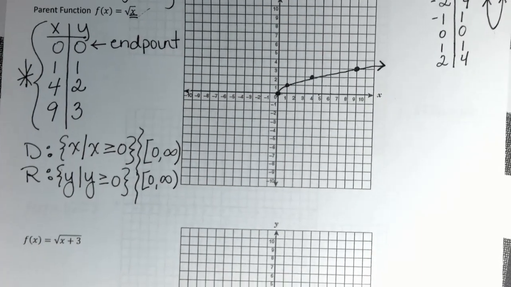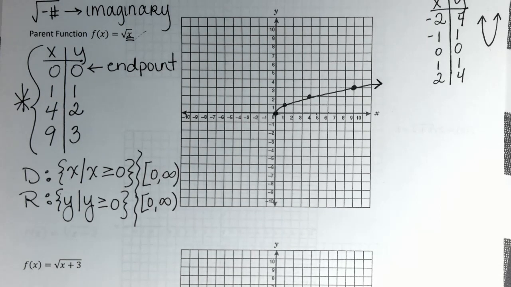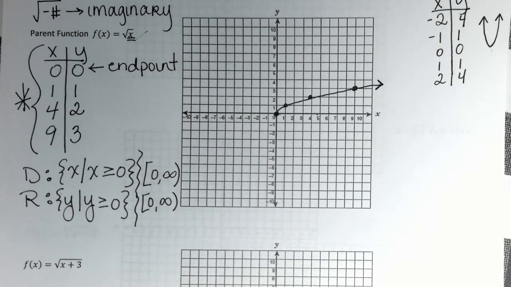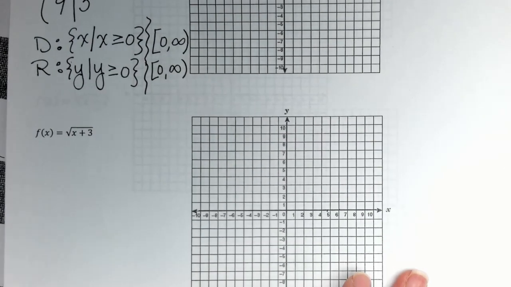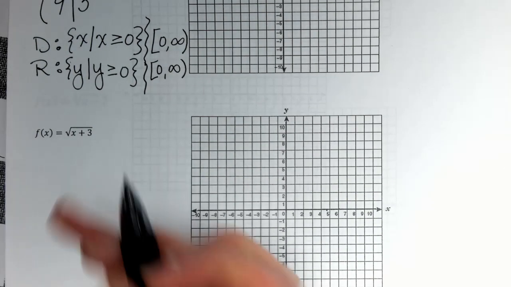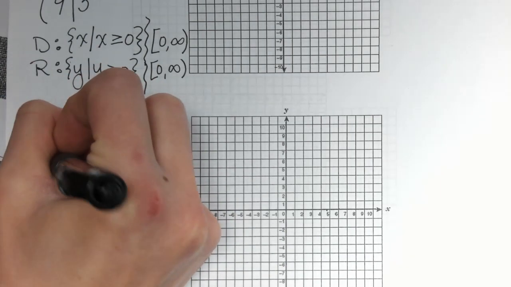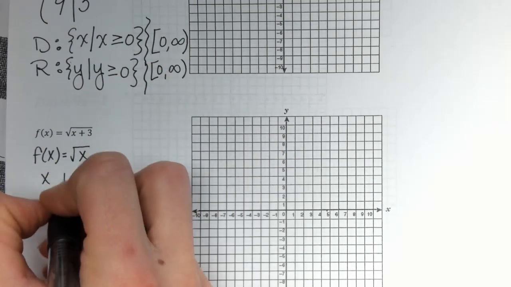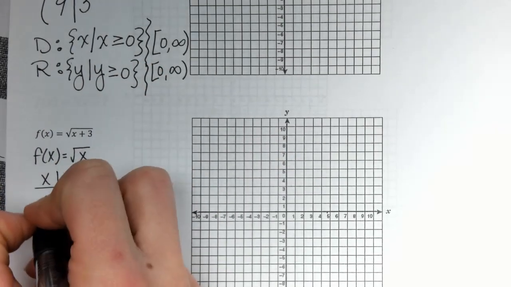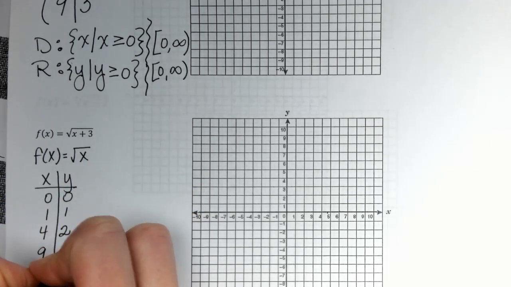Okay, so now we're going to look at transformations. Do we have questions about our parent function and why this is the way it is? Okay, so now I have the square root of x plus 3. Okay, it's a square root, so I know my parent function is f of x equals square root of x. So my parent function table: 0, 0, 1, 1, 4, 2, 9, 3.